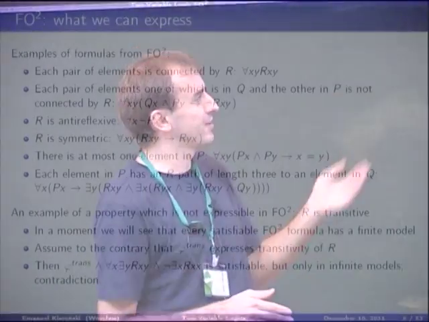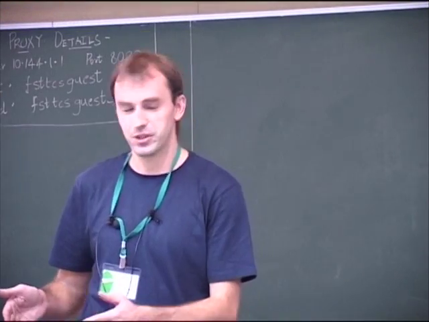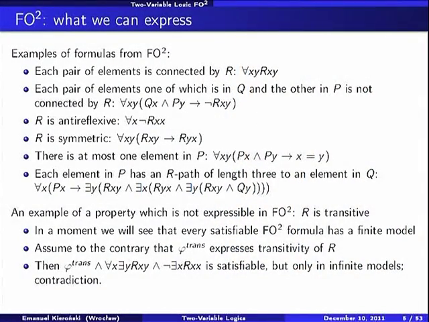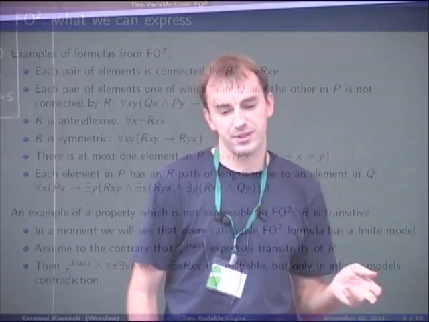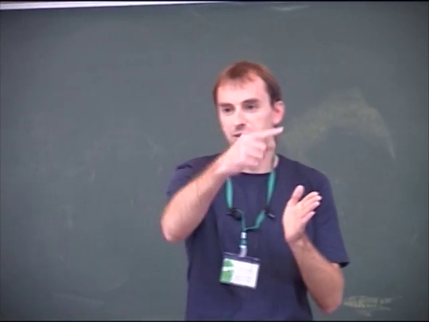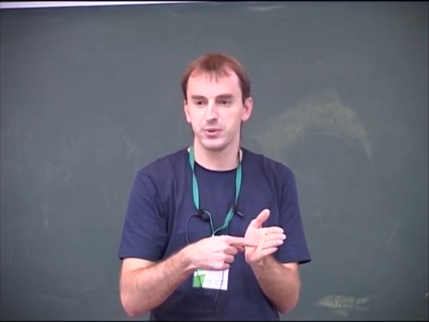The argument is as follows. In a moment, we will see that every satisfiable two-variable formula has a finite model. Assume to the contrary that we have a formula which expresses transitivity of R, that is, in every model of this formula R is interpreted as a transitive relation. Then the following simple formula, which says that R is transitive, for each element there exists an R successor of this element, and none of the elements is related by R to itself, is satisfiable, because it can be satisfied in the set of natural numbers if we interpret R as the strict less than relation. So there is a model of this, but it is easy to see that there is no finite model. At no point can we reuse an earlier element as this R successor, because then an element would become R related to itself because of transitivity of R.